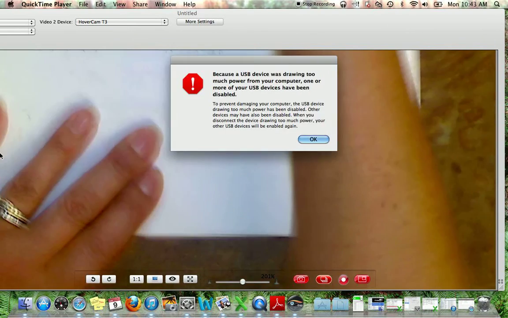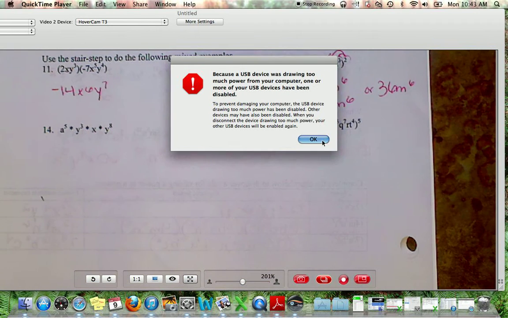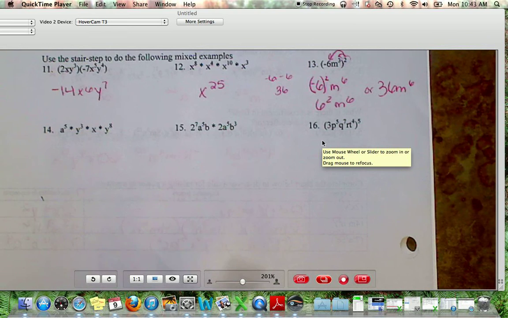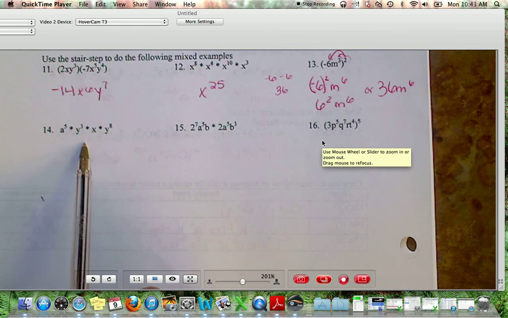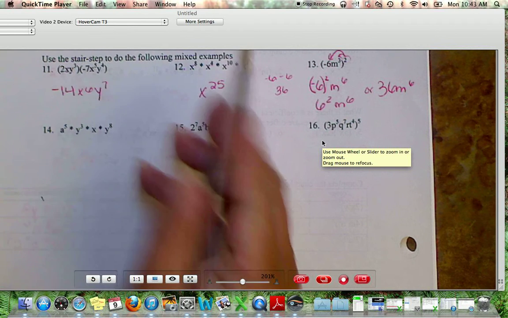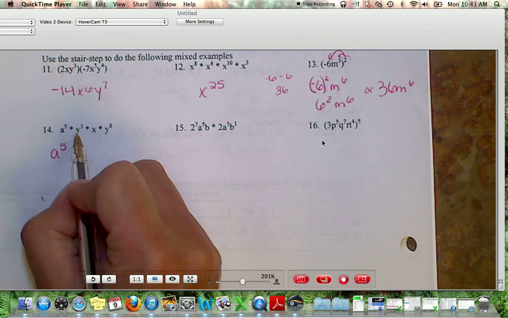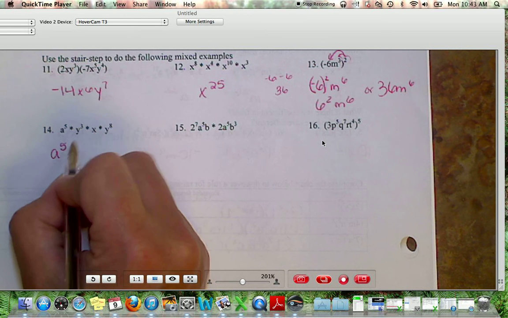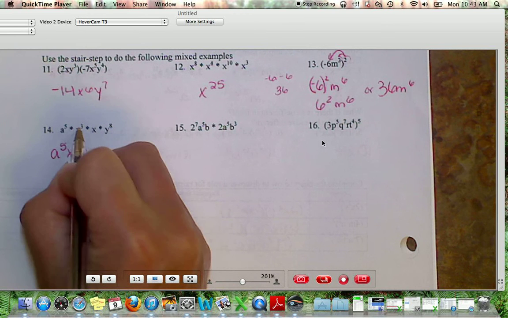All right. The next thing we want to do is look at 14. This is multiplication. We have to be a little careful though because there's different bases here. Multiplication says add the exponents. So we do the a's first. There's only one a, so we just bring it down. We can do the x's first if we're going alphabetical order. And then y to the 8 plus 3 is 11.